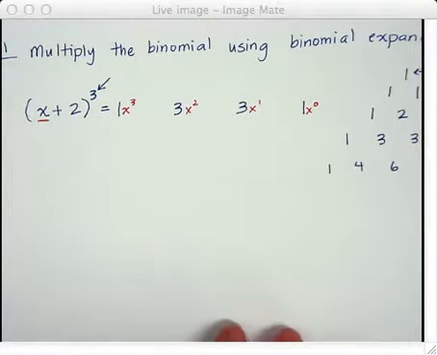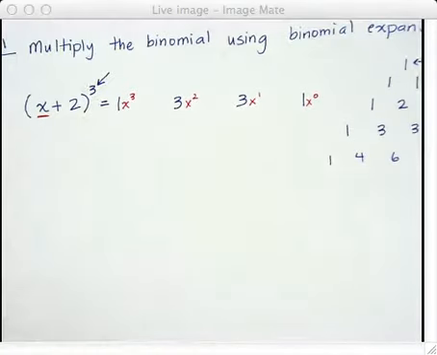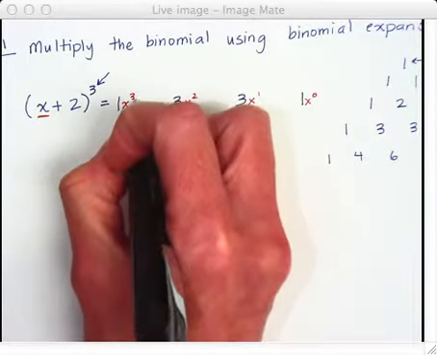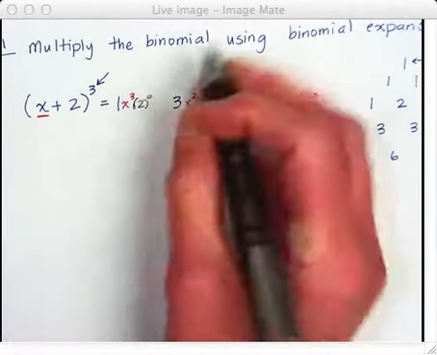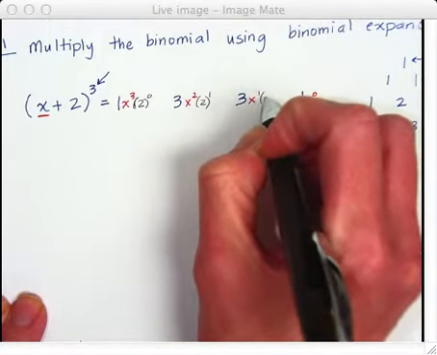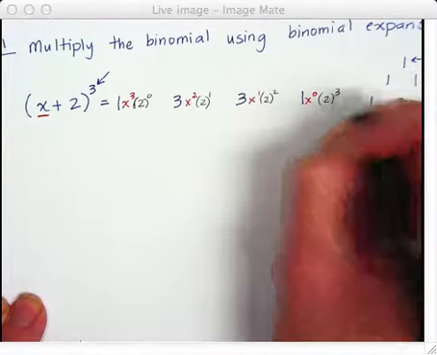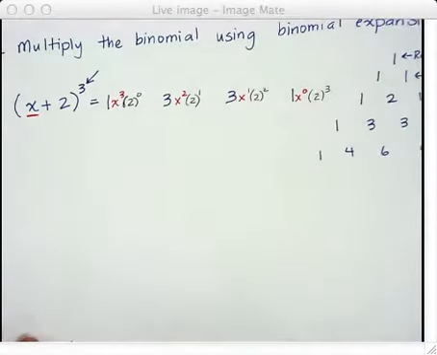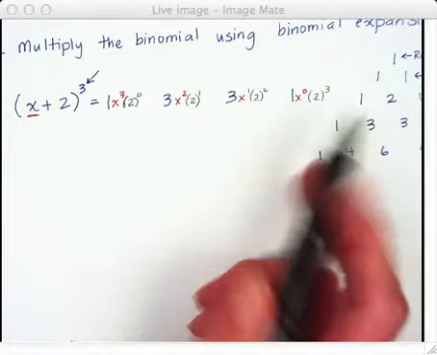And then I'm going to do the opposite for the second term, which here is a 2. So right next to this x cubed here, I'm going to put 2 to the 0, and then 2 to the first, 2 to the second, and 2 to the third. Just like that. So now this is kind of a tedious task. You have to simplify each term that you have here.